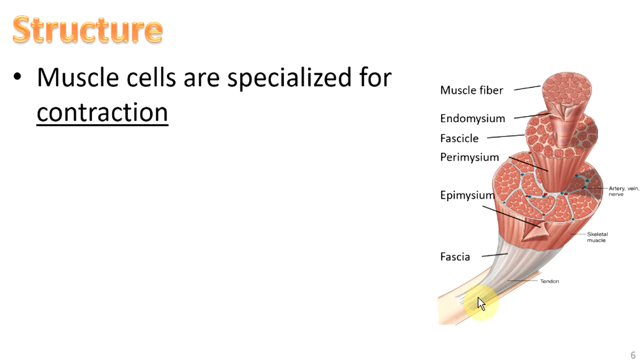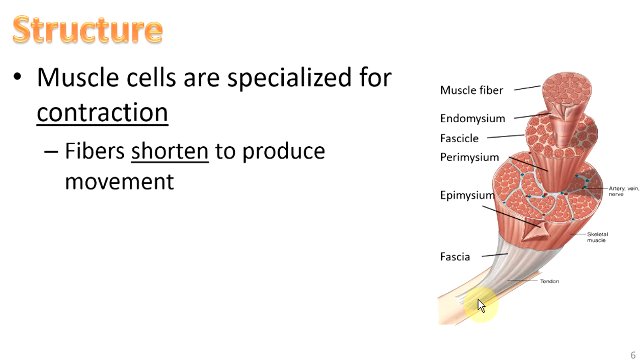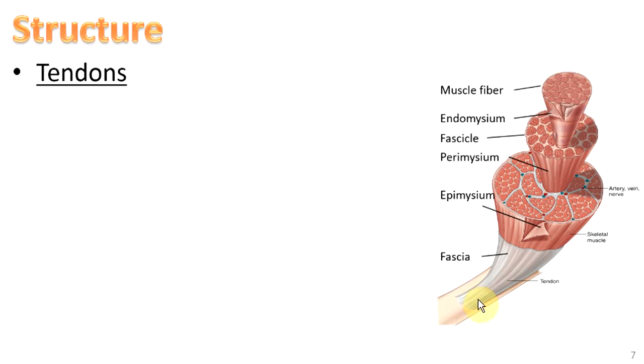Muscle cells are specialized for contraction, and muscle fibers can only do one thing: they can only shorten. That has some pretty strong implications that we'll talk about later. So let's talk about tendons.